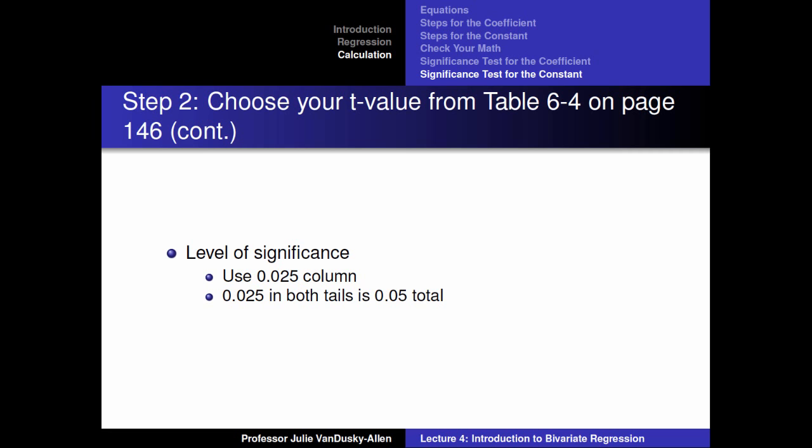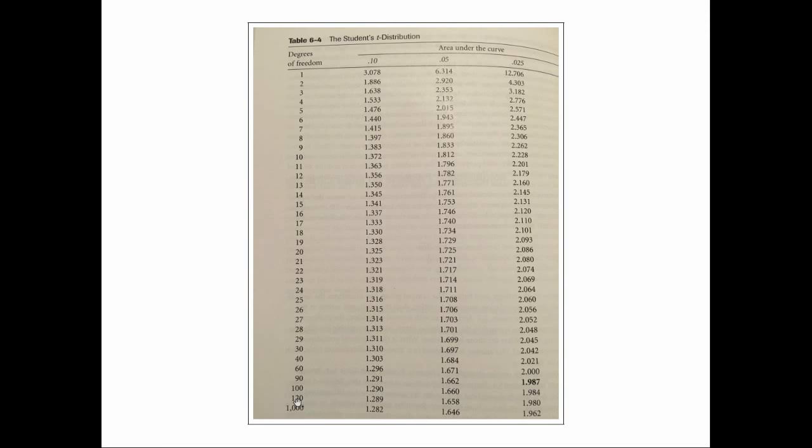Next, we find our significance column. We will always use the 0.025 column for the significance test for the constant in this class. We want 5% significance, so we look at 0.025, or 2.5%, in both tails. 0.025 and 0.025 is 0.05 in total. Since our degrees of freedom row was 120, and our significance column was 0.025, the t-score we will use is 1.980.